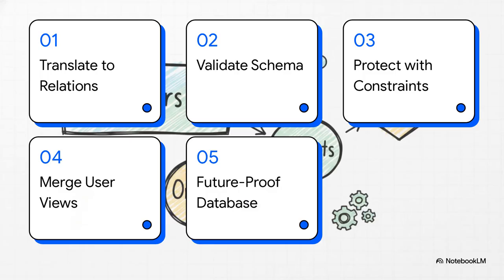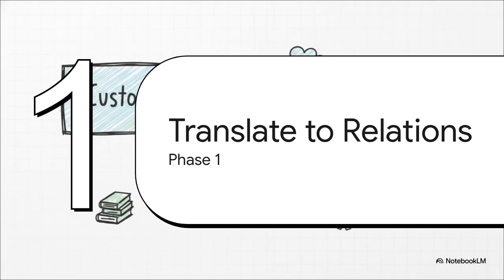Let's get into it. Okay, so here's our roadmap for today's explainer. We're breaking this down into 5 distinct phases: translating concepts to relations, validating your relational schema, protecting data with constraints, merging multiple user views, and finally, future-proofing the database. Let's jump right into Phase 1, translating concepts to relations.